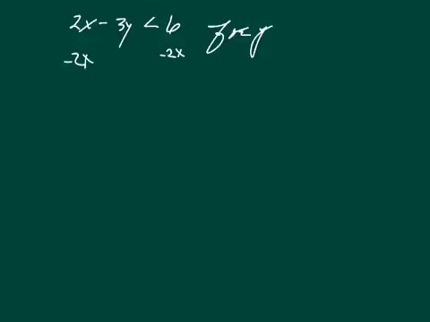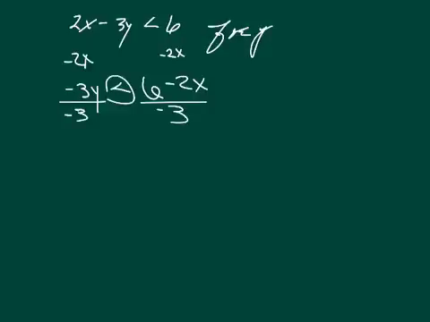It says 2x minus 3y is less than 6, and we're solving for y. So really all we're doing is moving things around so that our y is all by itself. So let's take 2x away, and I get negative 3y is less than 6 minus 2x. And now I'm going to divide by negative 3, and the sign changes because we divided by a negative.